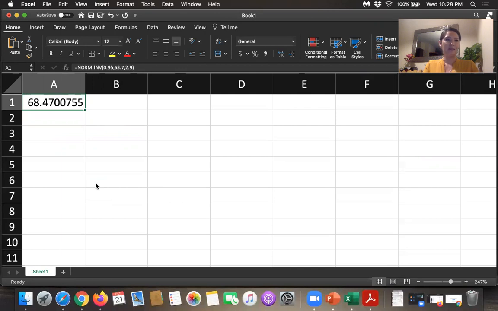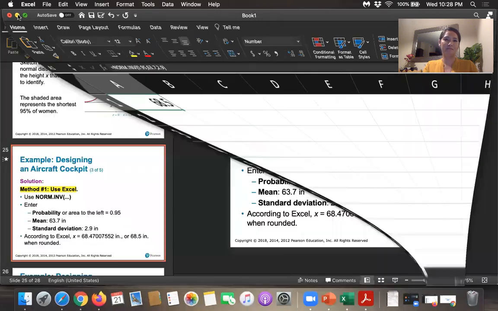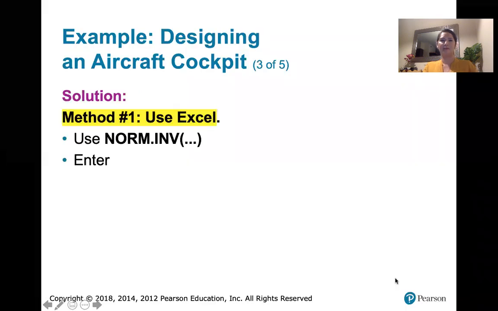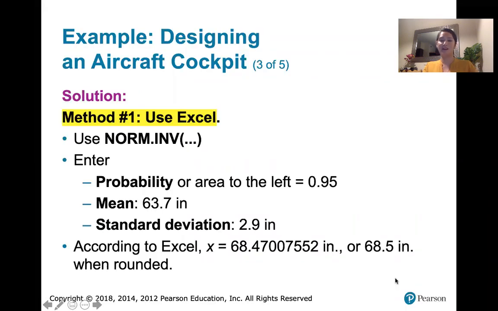So we get 68.4700755, and usually we want to round to 1 decimal place here. So we get 68.5 approximately. Okay, so that's one way of finding that X value. Notice that when we do that, we don't have to find the Z value at all.